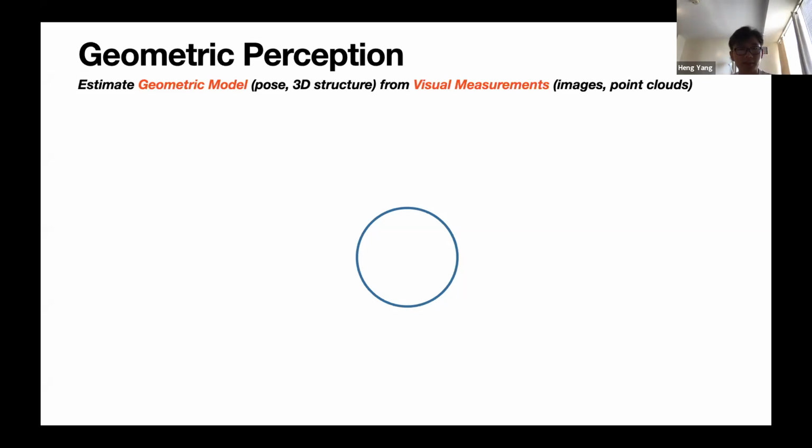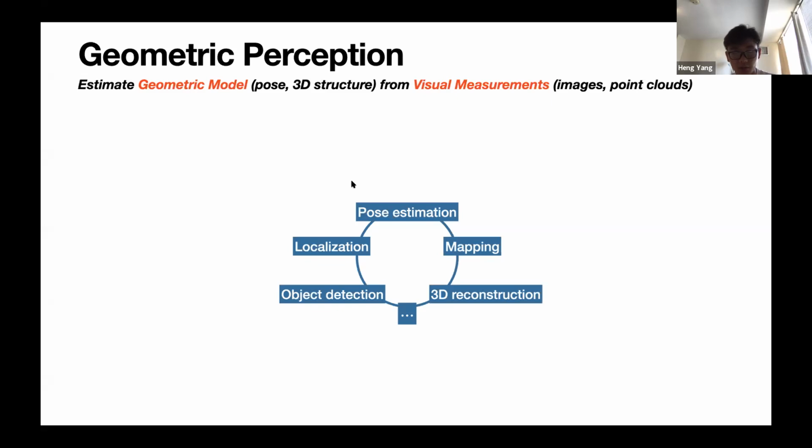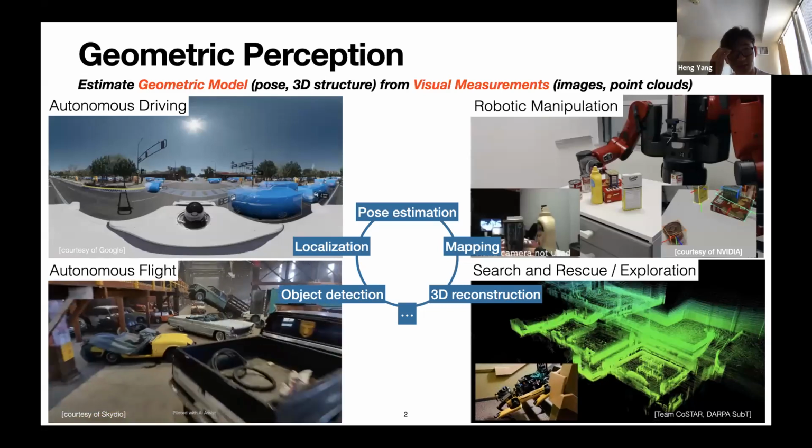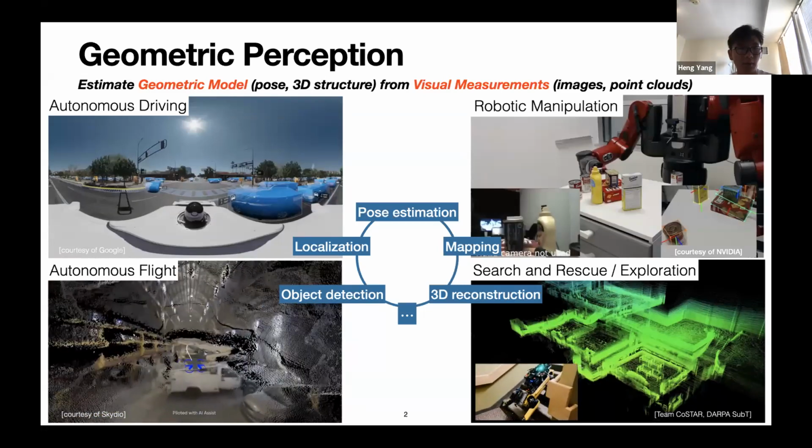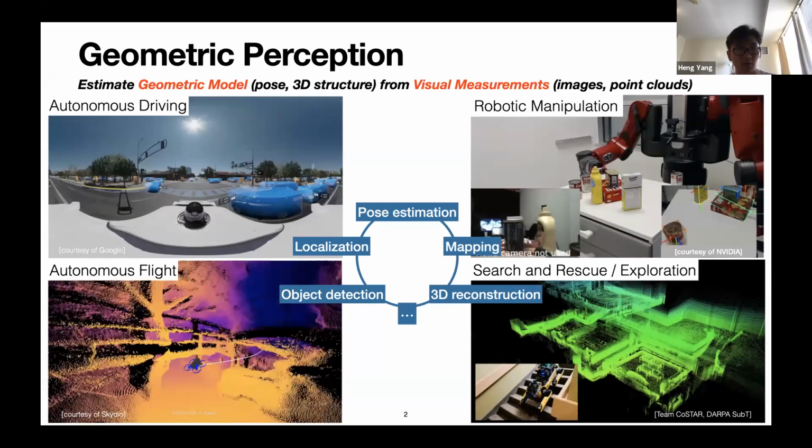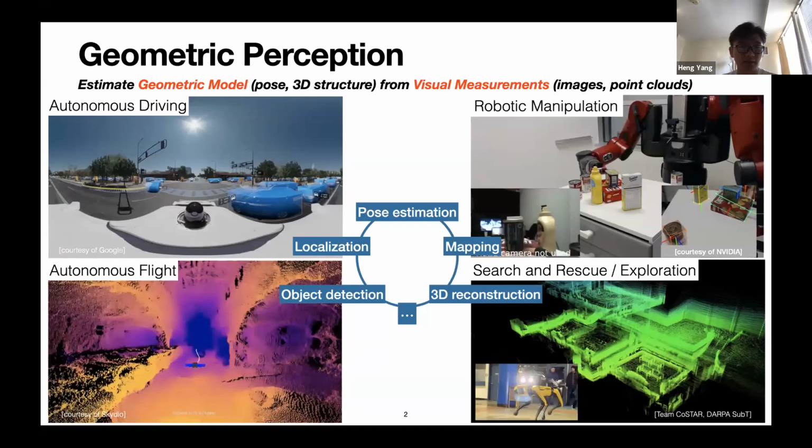Geometric perception spans a whole spectrum of problems. For example, it can be pose estimation, localization and mapping, object detection and 3D reconstruction. In robotics, geometric perception underpins a bunch of applications, for example autonomous driving, manipulation, autonomous flight, and also autonomous search and rescue, SLAM, these types of applications.